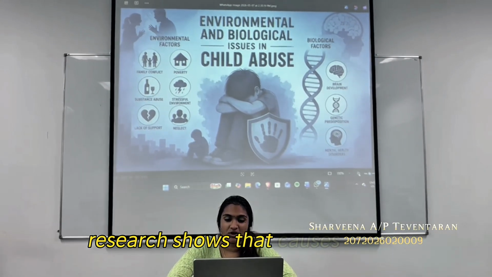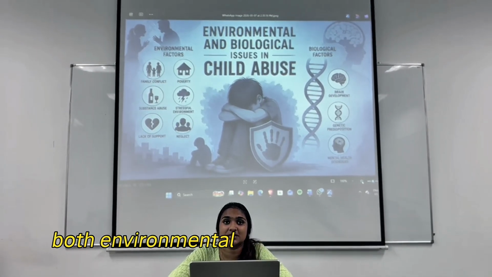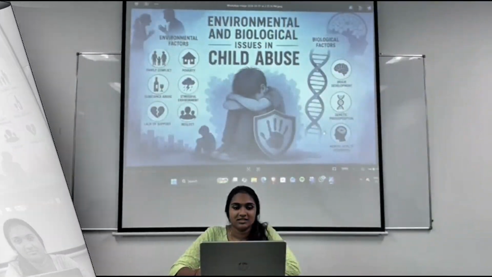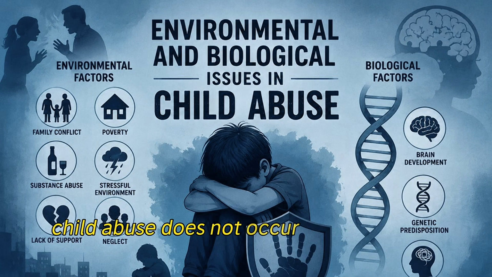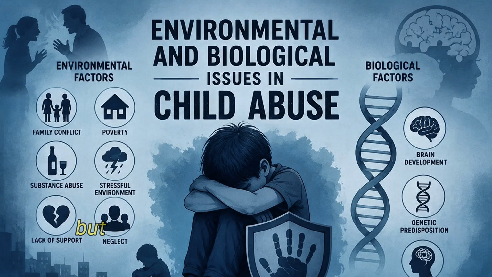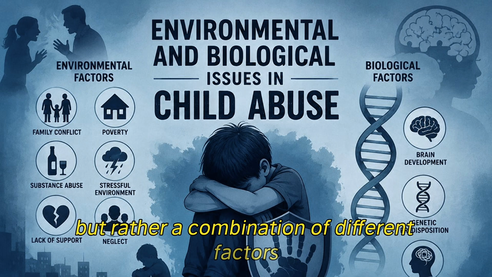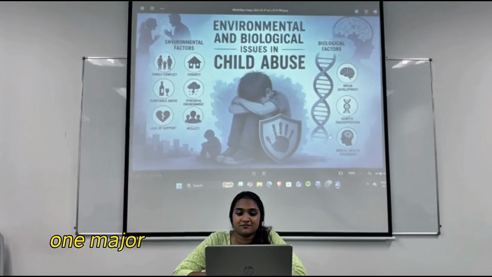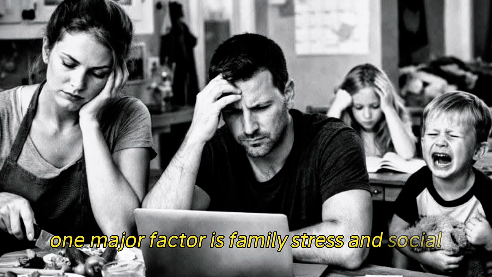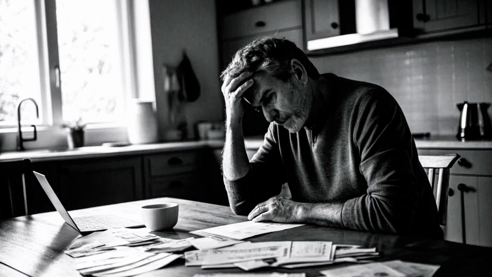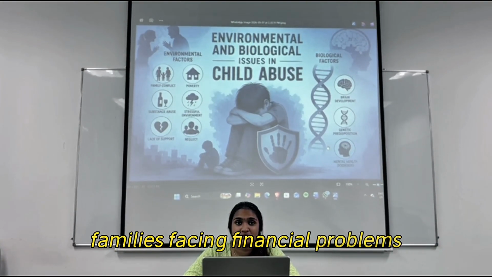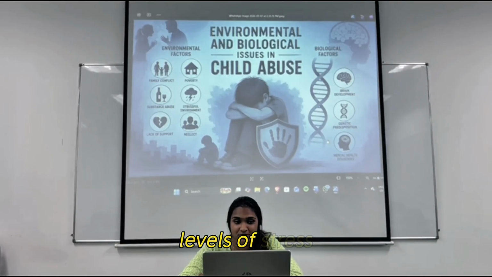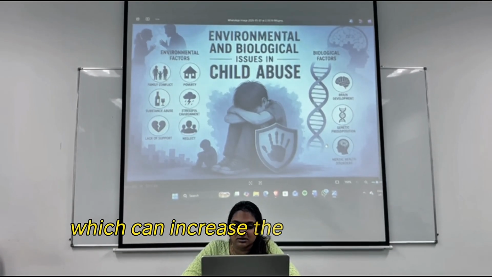Research shows that the causes involve both environmental and biological factors, and it refers to real cases in Malaysia. Child abuse does not occur due to a single reason, but rather a combination of different factors. First, let's look at environmental factors. One major factor is family stress and socio-economic difficulties. Families facing financial problems or unstable living conditions may experience high levels of stress, which can increase the risk of abusive behavior.